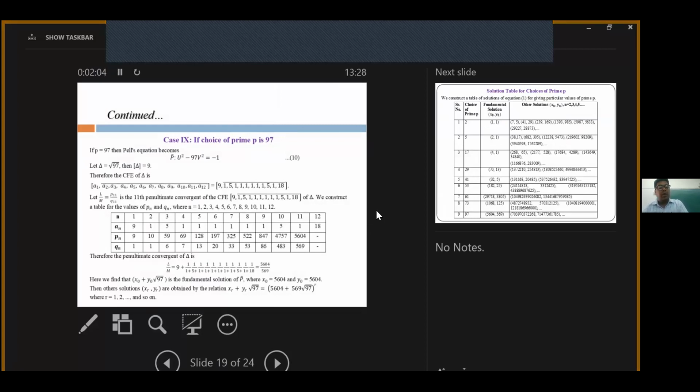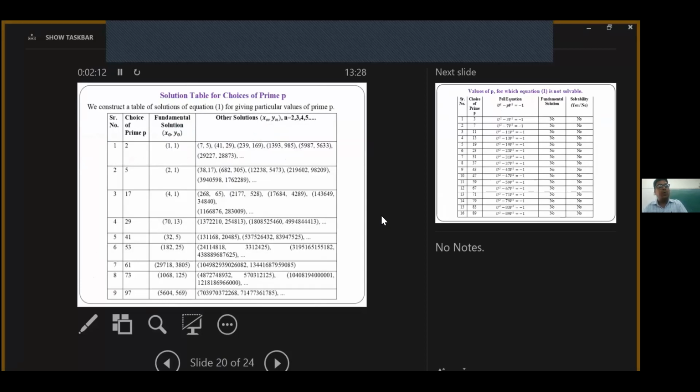And in all cases, some tables are given. This is the solution table for the choice of prime p: primes 2, 5, 17, 29, 41, 53, 61, 73 and 97. And this table contains the fundamental solution and some other solutions.